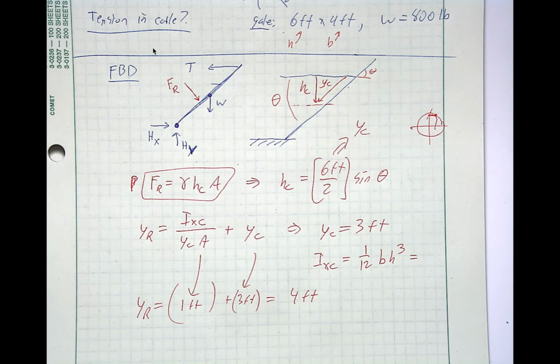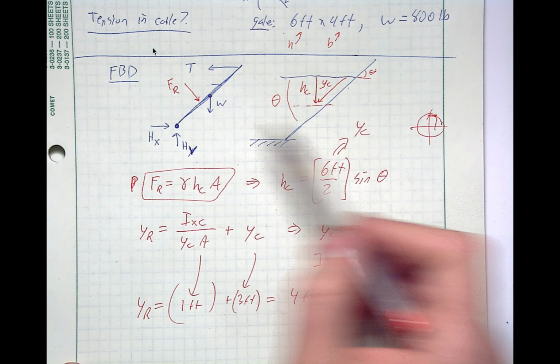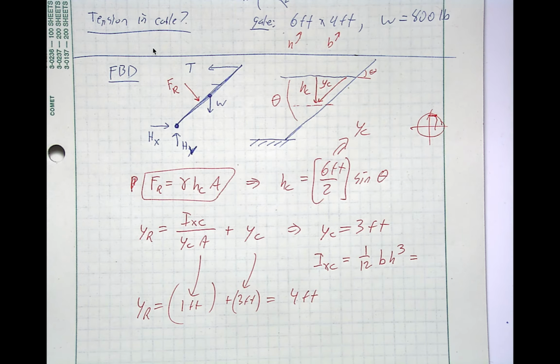The pressure represents the weight of the water above it. This force here, the resultant force, is representative of the weight of the water above it. That was your question, just in general about the free body diagram and how we set it up.